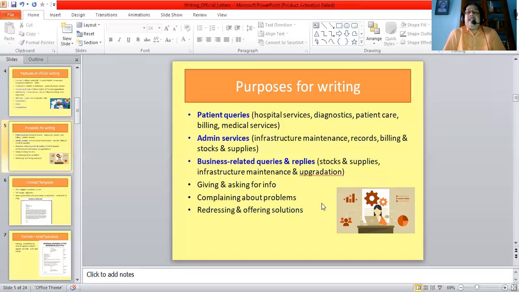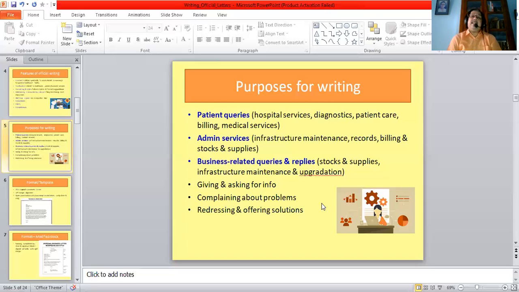Again, there can be business-related queries and replies of those with the stockists and suppliers for the infrastructural maintenance, upgradation of the infrastructure. So you shall be connected with various people in the medical industry and the pharmaceutical industry, the suppliers of medicines and life-saving drugs, equipments, and so on. So you shall have various queries via letters or emails asking for information of various kinds, and also you have to give information to them.